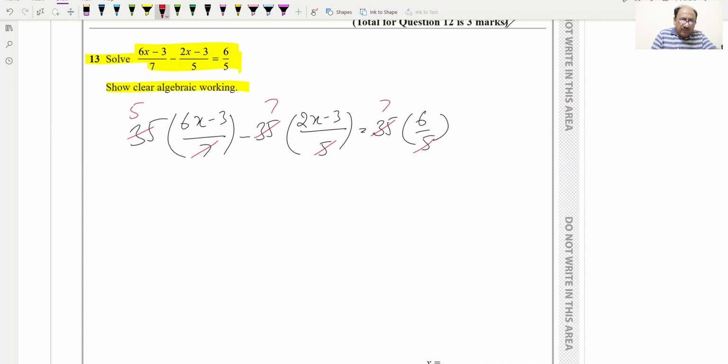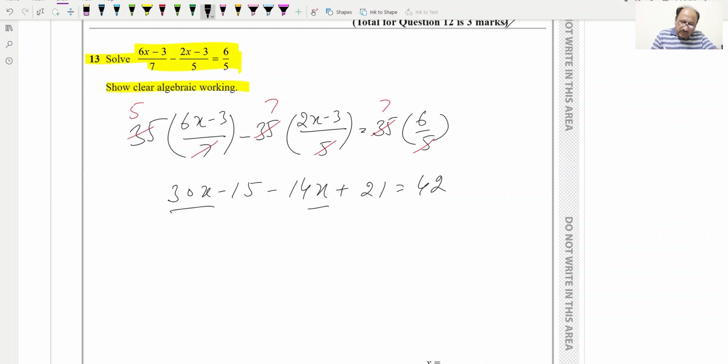And we can cancel: 7 fives are 35, 5 sevens are 35 and 5 sevens are 35. Now we can write: multiply 5 into 6x will be 30x and minus 5 into 3 will be 15, minus 7 into 2x will be 14x, and minus minus is plus, so this will be 21, is equal to 42.